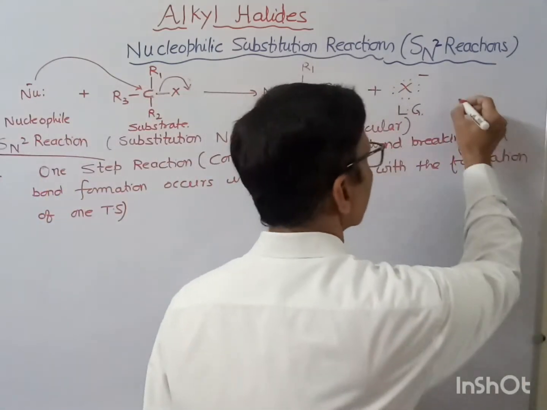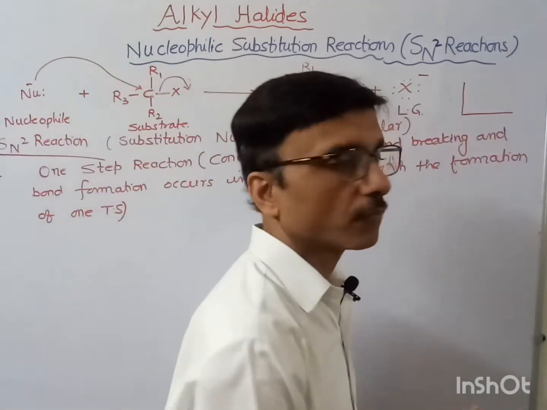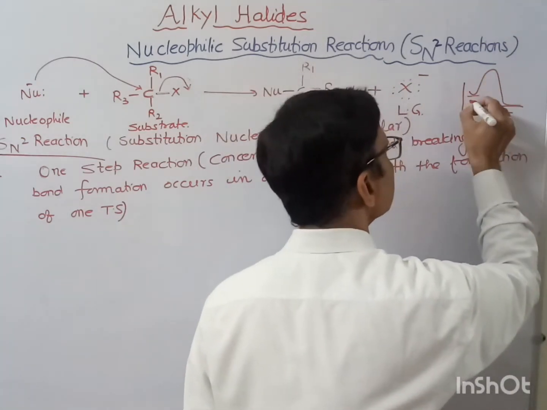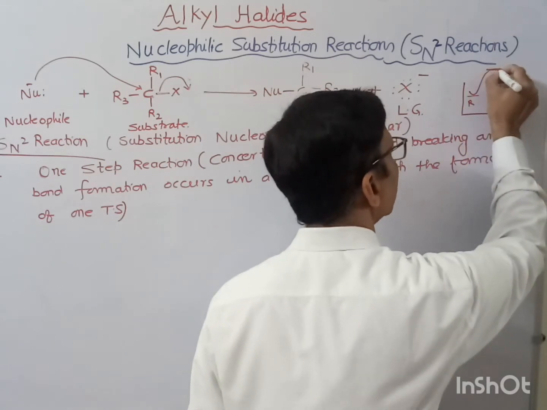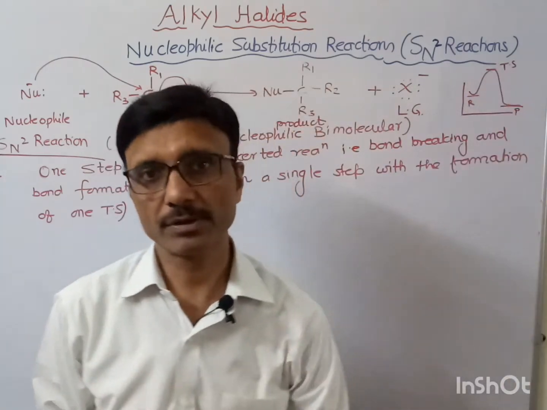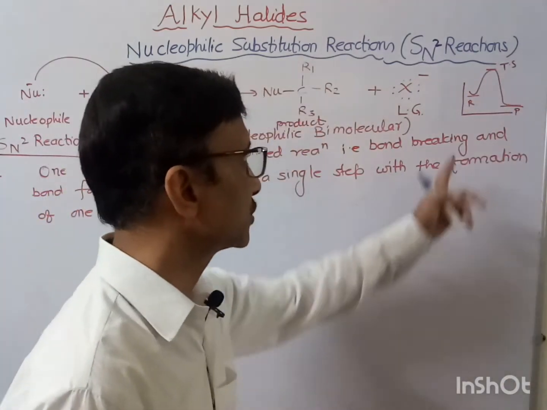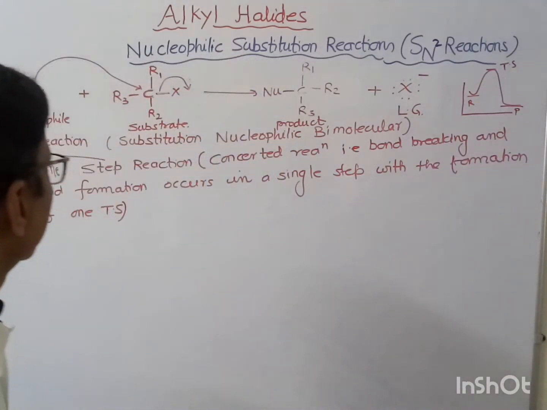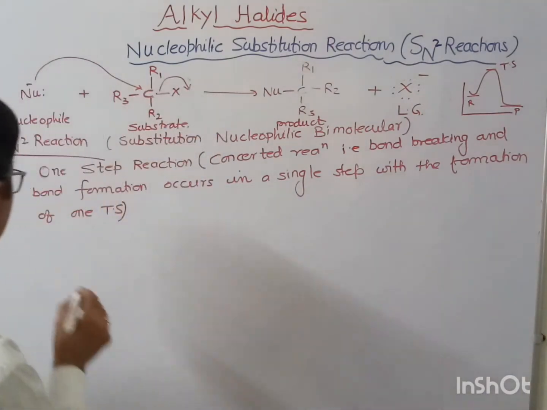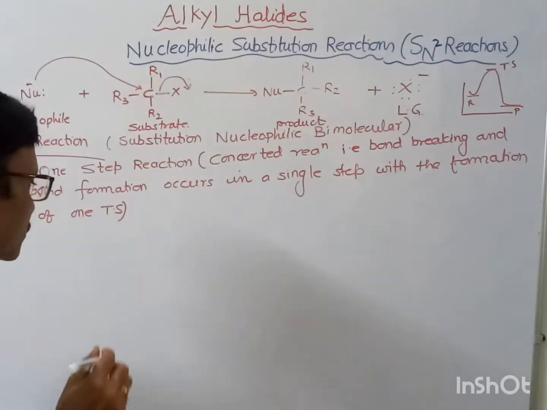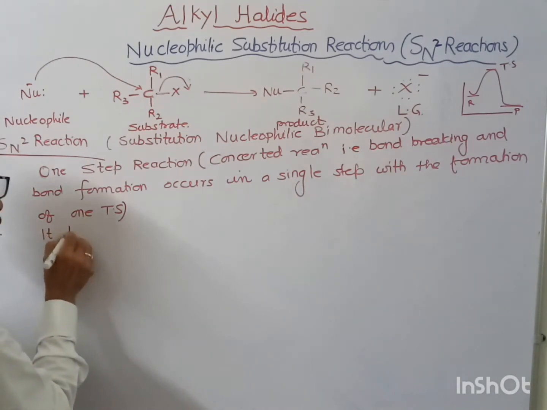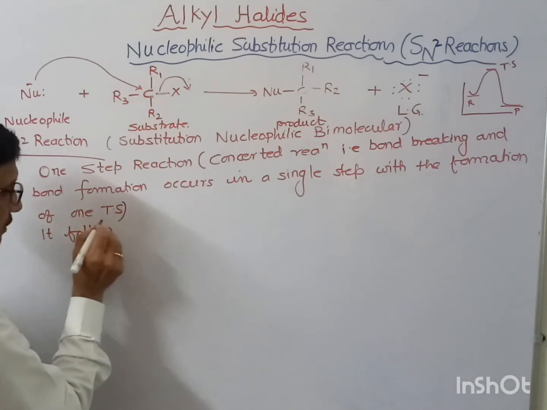So if I see the energy profile diagram for this, that I will see later on. If this is the reactant, this would be the product, and only one transition state is formed. Such a reaction going in only one step with the formation of one transition state is one of the features of this nucleophilic substitution reaction. Now the second thing is that it follows second order kinetics.